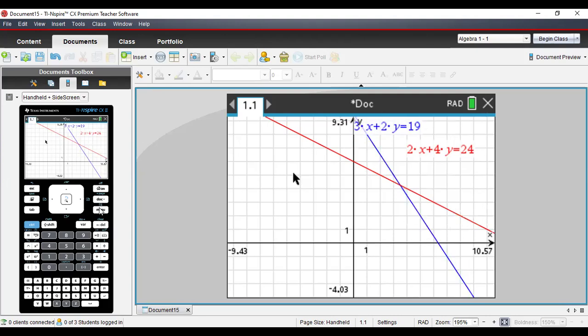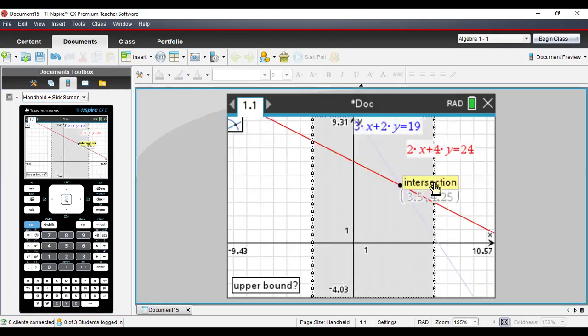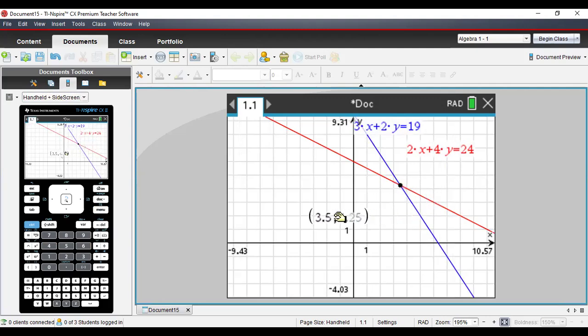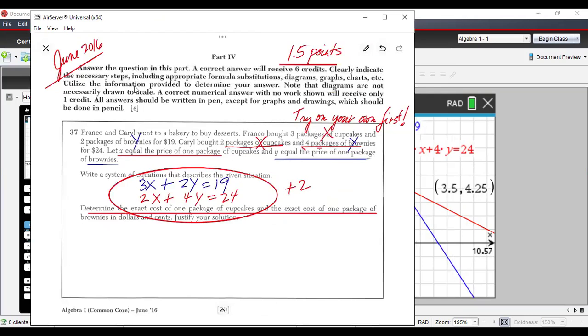So now all I got to do is do menu 64, and I'm going to start here. And I'm just going to pull it until I see the word intersection pop up. And here are my answers. So I know that the cupcake, which is the X, is $3.50. Actually, I'm going to move that over here so we can see it. So the cost of a cupcake is $3.50. And the cost of a brownie is $4.25.